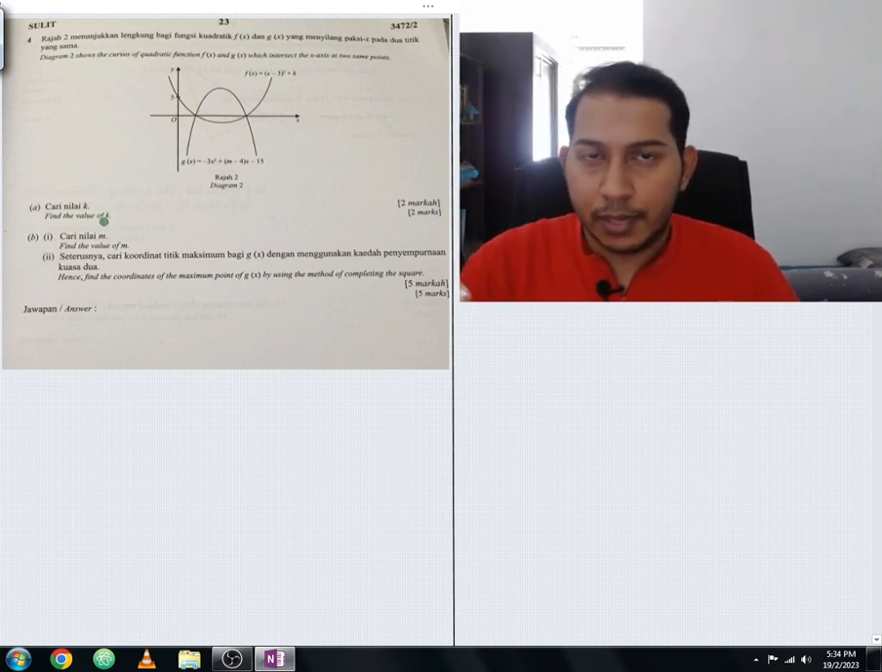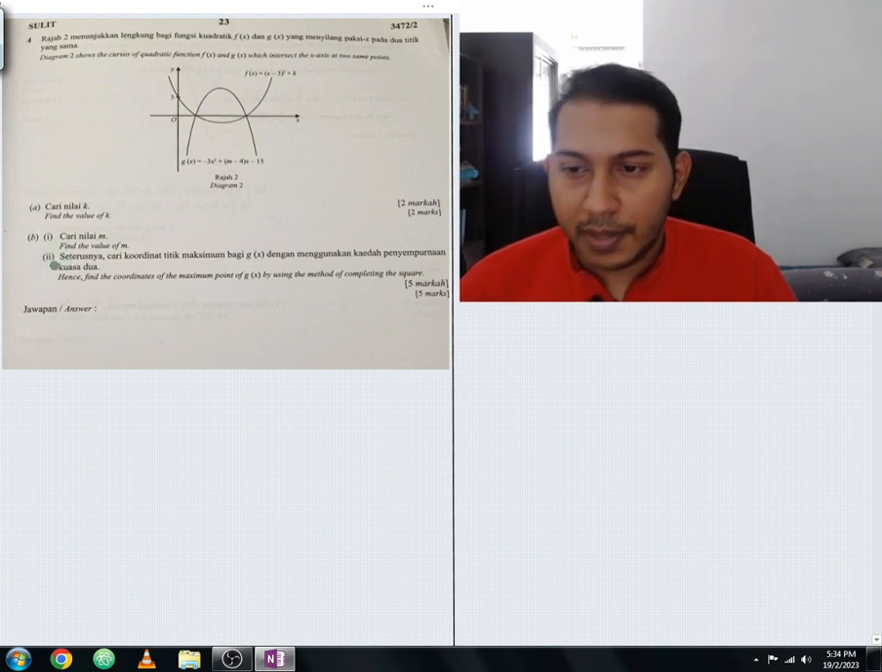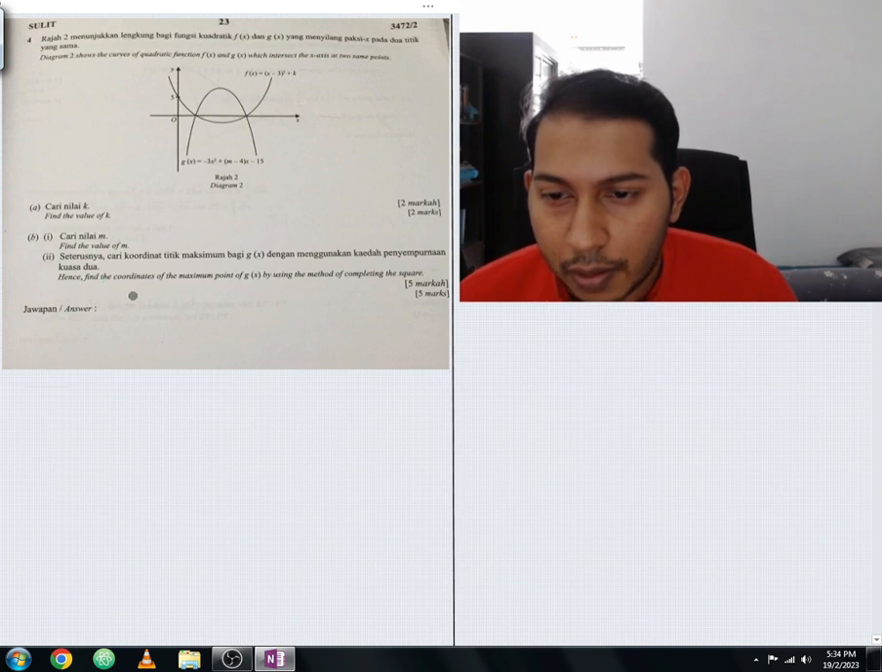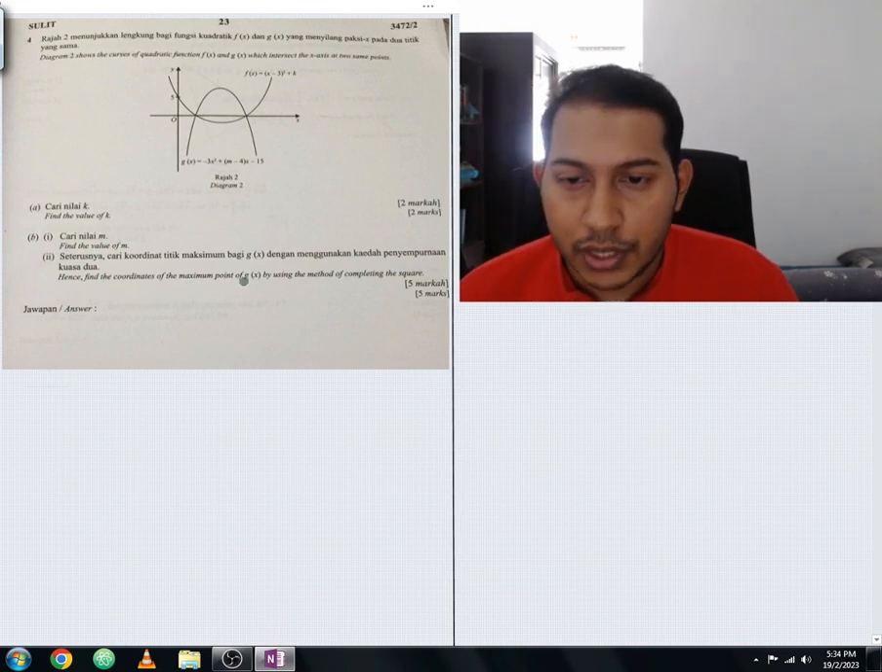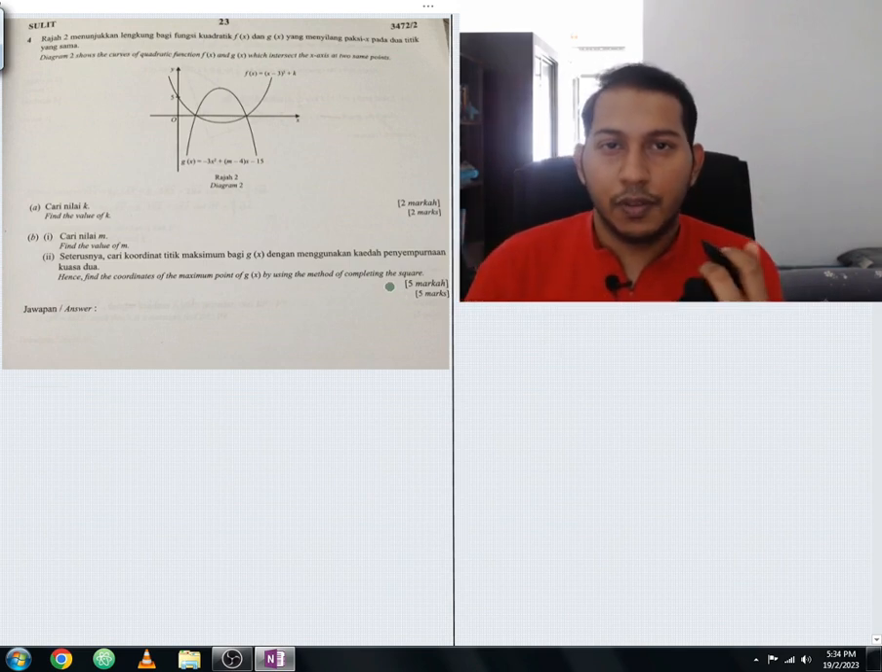So that is for the question part A. For question B part 1, they ask us to find the value of m, followed by question B part 2: hence find the coordinates of the maximum point of g(x) by using the method of completing the square. So this is the overall question of question number 4.